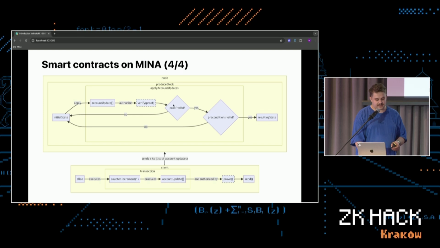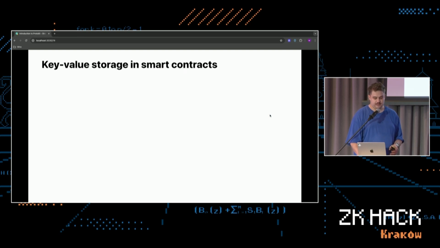If the proof is not valid, then we revert and the transaction fails. If the proof is valid, then we also check the preconditions, and if they are not valid, we revert the entire transaction. If the preconditions and the proof are valid, we transition to the resulting state, which would be the updated counter commitment.